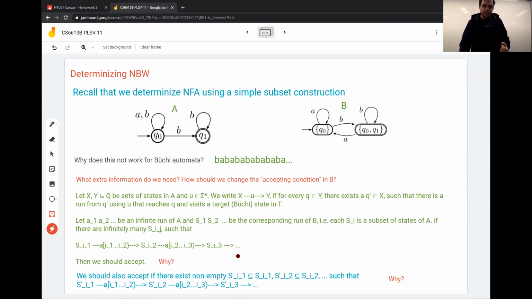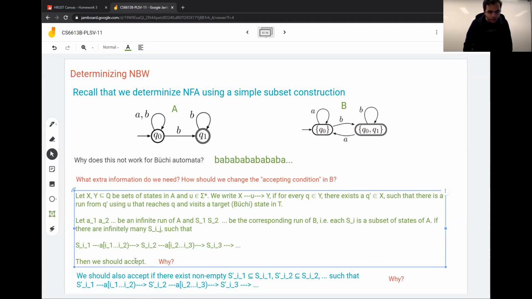What I'm claiming is that if I have such a way of chopping down my infinite run, then I should definitely accept. Now, why? Okay. I should have probably, sorry, I forgot to put the initial state here. So there is also that: from the initial state, which is Q0, I should be able to get to the first one of these.